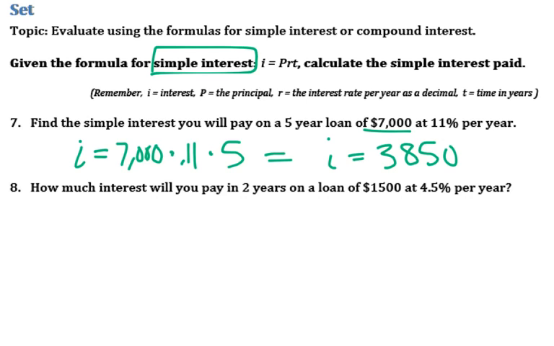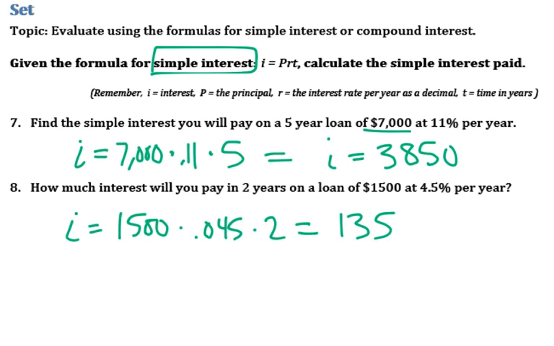Okay, so number 8, same idea. We just go 1,500 times 0.045 times 2, and that's just the interest. That's only the amount you would earn, not your total. So you'd earn an extra $135.